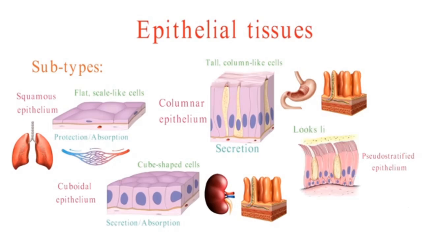Pseudostratified epithelium looks like it is stratified, but it is actually not. The cells are all connected at the base, but they vary in height. It is found in areas where there is a need for both protection and secretion, such as the lining of the respiratory tract.